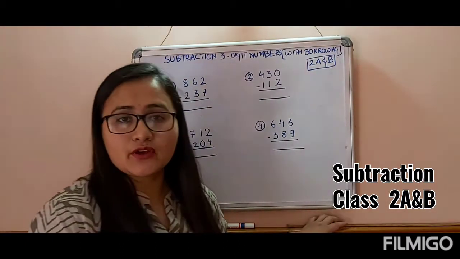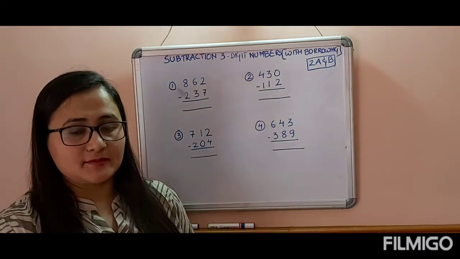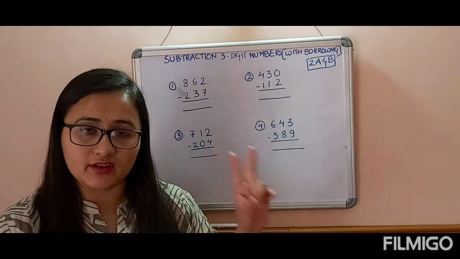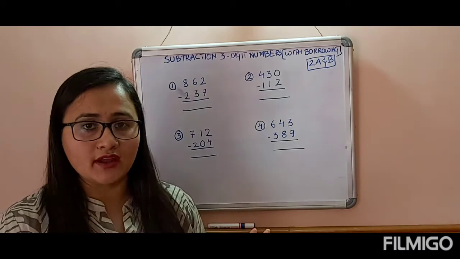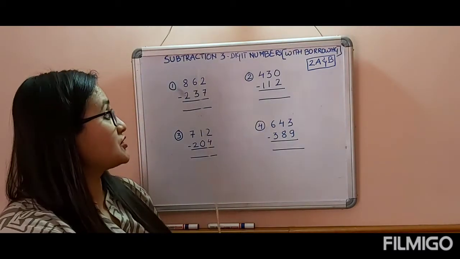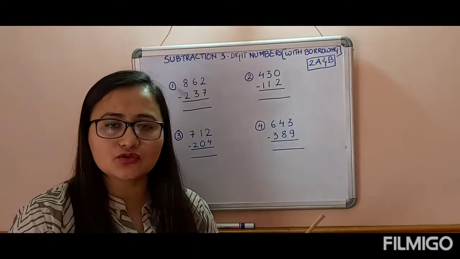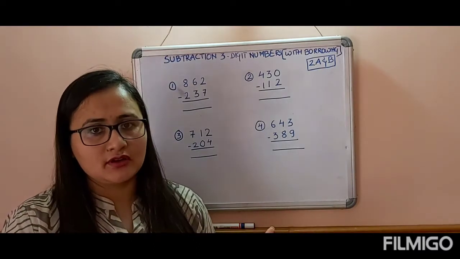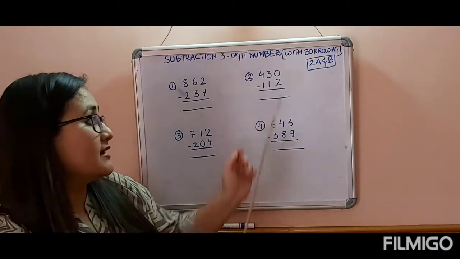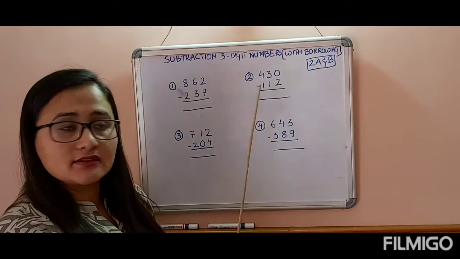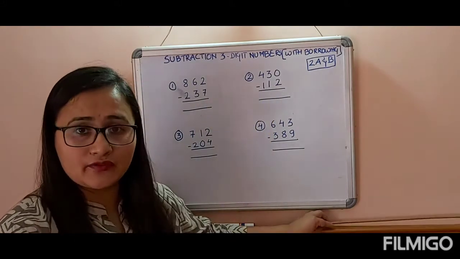So today we are going to continue with the chapter in your maths. The other day we did subtraction of 2-digit numbers with borrowing and subtraction of 3-digit numbers without borrowing. So today we will do subtraction of 3-digit numbers with borrowing. It's similar to subtracting 2-digit numbers with borrowing. It's the same, just one more place is added. Like we did only for ones and tens place, this time we have hundreds place also. So let's get along with the exercise.